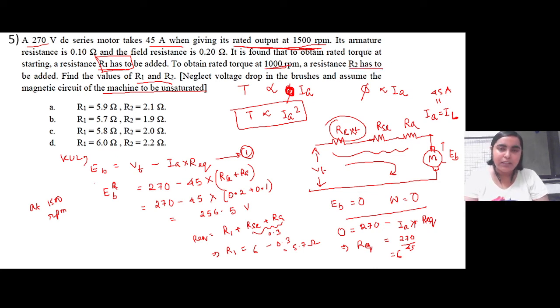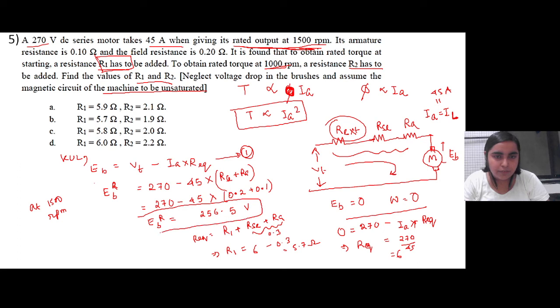So in this particular case, we have to again calculate the back EMF, and we can equate it with what we got at the rated condition, which is 256.5. We can relate it in terms of the speed of rotation, and we can calculate the value of R2.